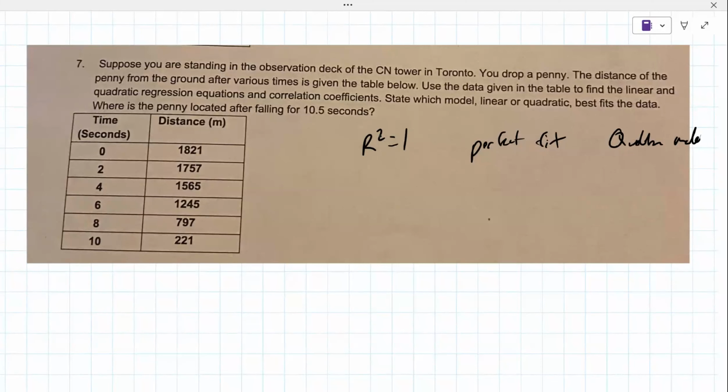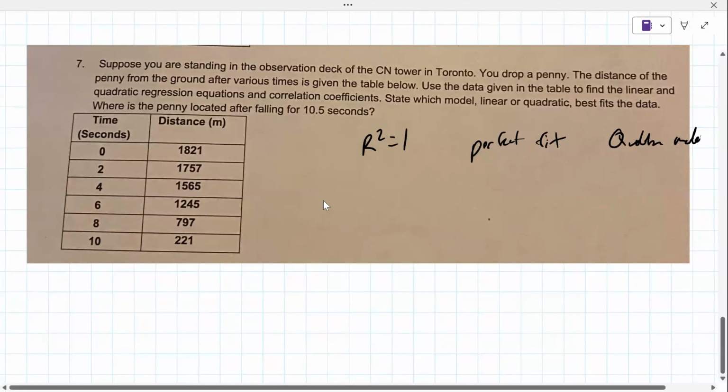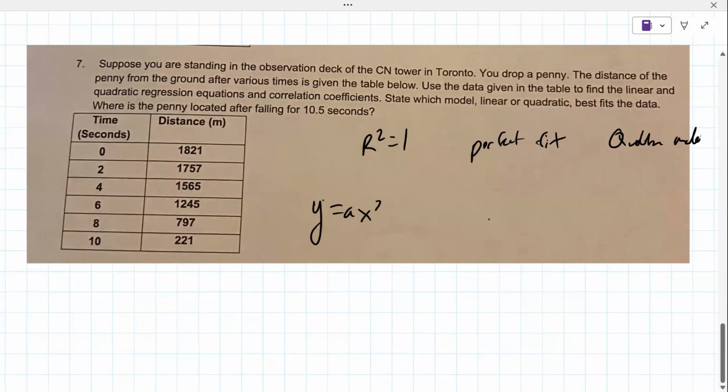Use the table given, the linear and quadratic. State which model, linear or quadratic, best fits the data. Where is the penny located after falling for 10.5 seconds? So you have y equals ax squared plus bx plus c. You have to put the a, b, and c in, and then 10.5 is your x.